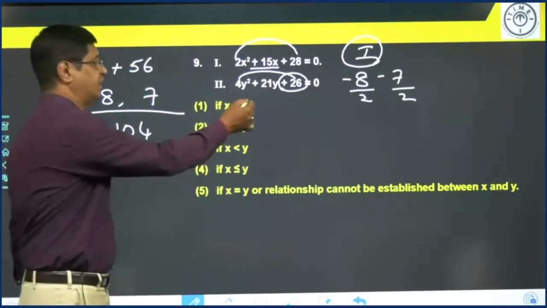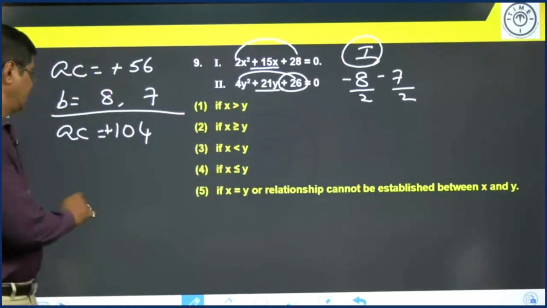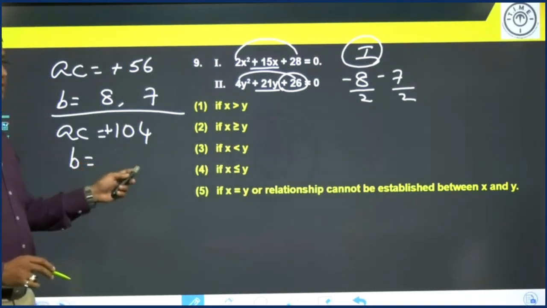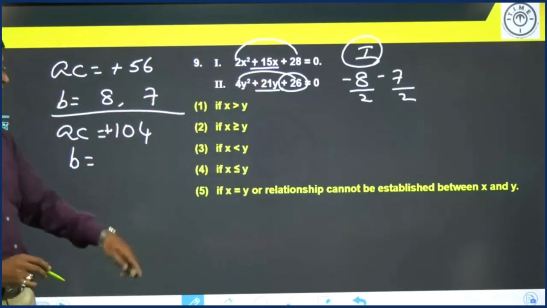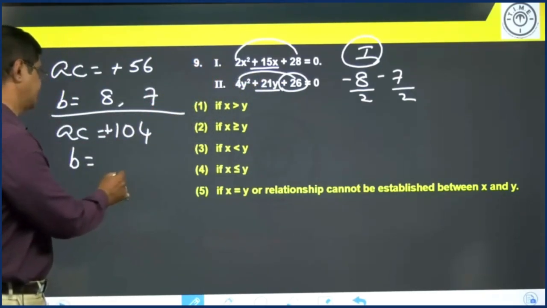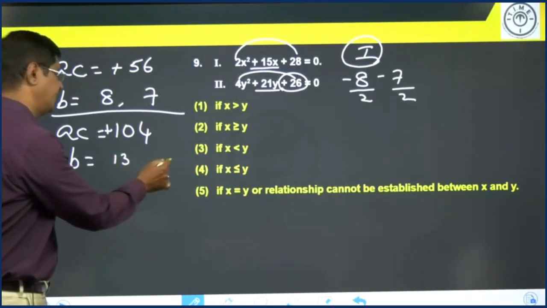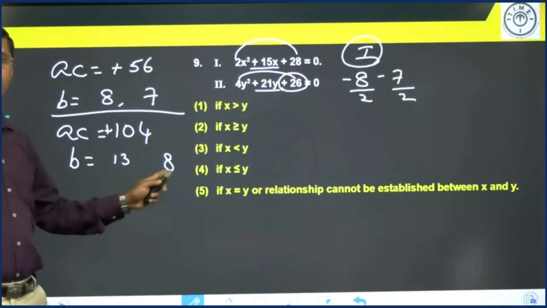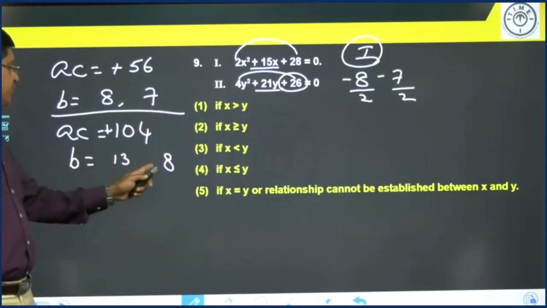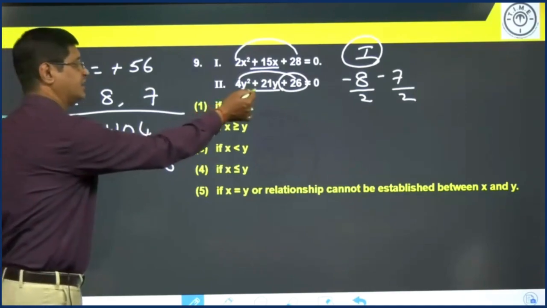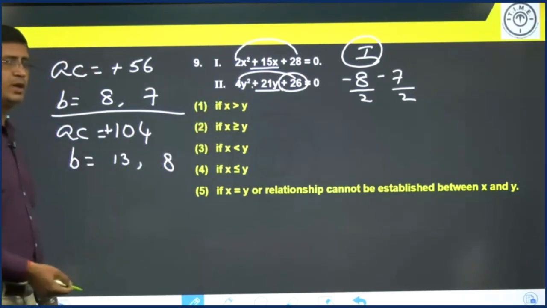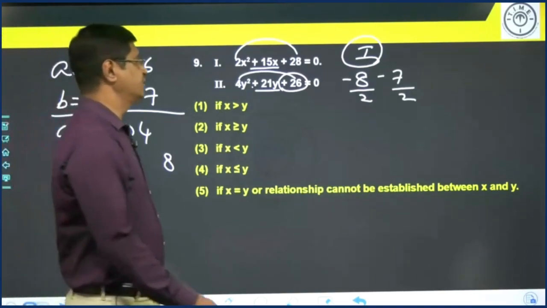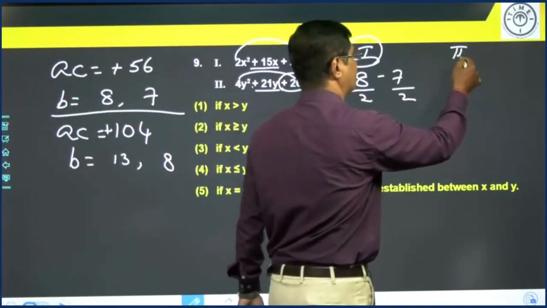Now, what is the value of b? B is equal to 21. B will be the sum of the two factors. The factors here are 13 and 8. 13 into 8 is equal to 104. 13 plus 8 is 21. Here the sign is positive. So, the factors will be plus 8 and plus 13. So, what about the roots of the second quadratic equation?